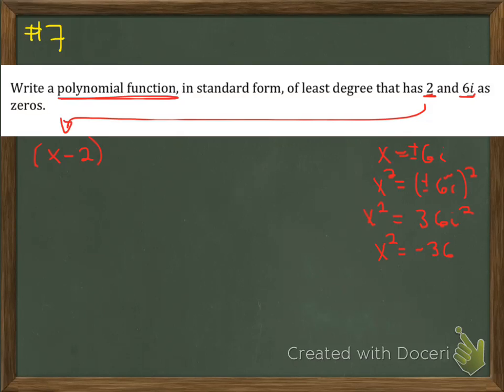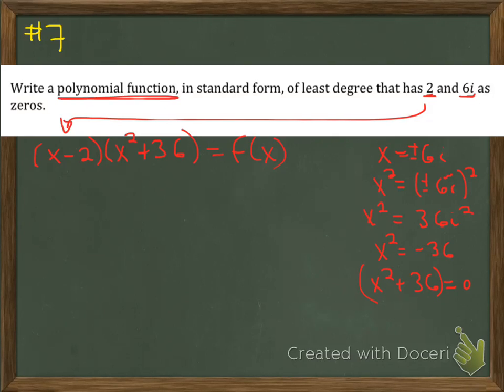Alright, now we can add that 36 over. We'll get x squared plus 36 equal to 0, and that is our other factor. So now that we have our other factor, we can multiply this together, x squared plus 36 times x minus 2, and that's going to be equal to our function.